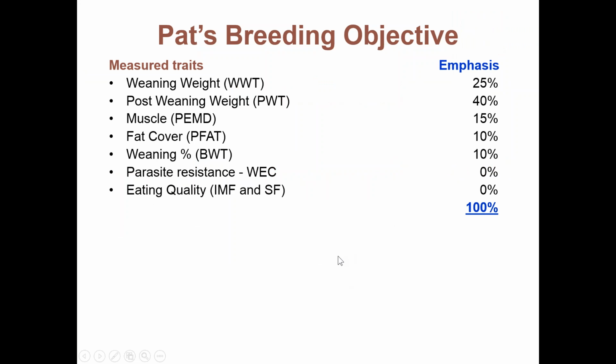So what I've presented here now on the screen is a list of the measured traits that a range of people might use for a terminal sire flock, but we could have a similar list for a wool flock, and obviously they'd have some additional traits like fleece weight, fibre diameter, etc. But again, a similar process. And what I've got on the right-hand side in the emphasis column is a percentage where hopefully it should add up to 100%.